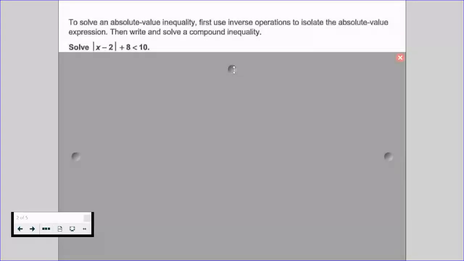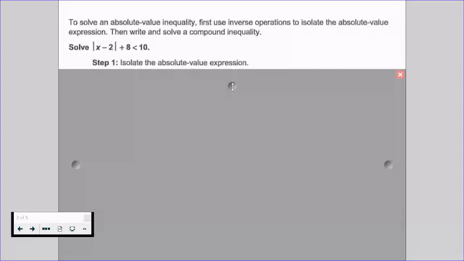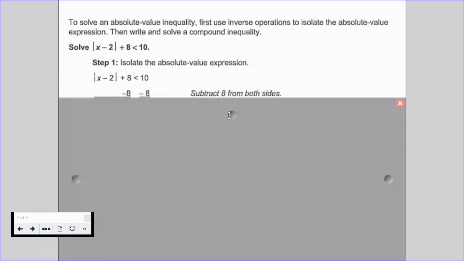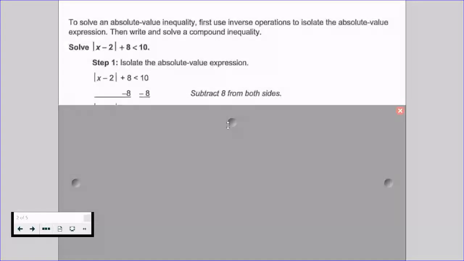So let's say we want to solve the absolute value of x minus 2 plus 8 is less than 10. Well, we first want to isolate the absolute value expression. Currently, it's not isolated. We have that plus 8 on the left-hand side of our inequality sign. So we want to subtract 8 from both sides. You sometimes hear it referred to as adding negative 8. It's the same thing as adding a negative or subtracting.